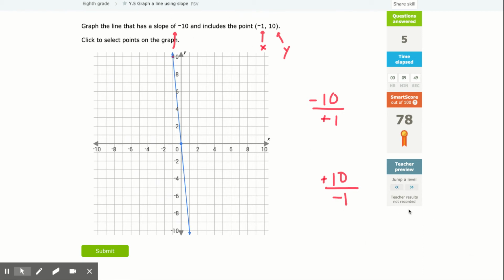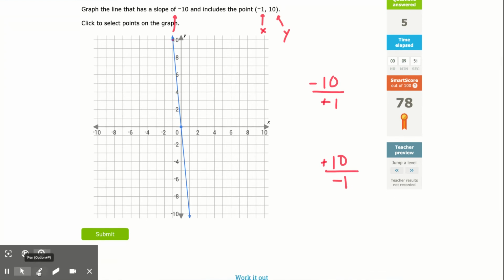So again, I highly recommend you always look at your slope. Is it negative? If it's negative, I need to be going downhill from left to right, and I am. If it's a positive slope, you should be going uphill.